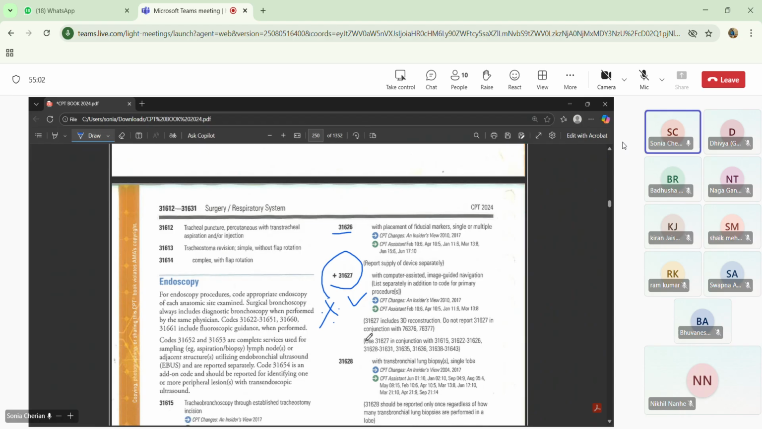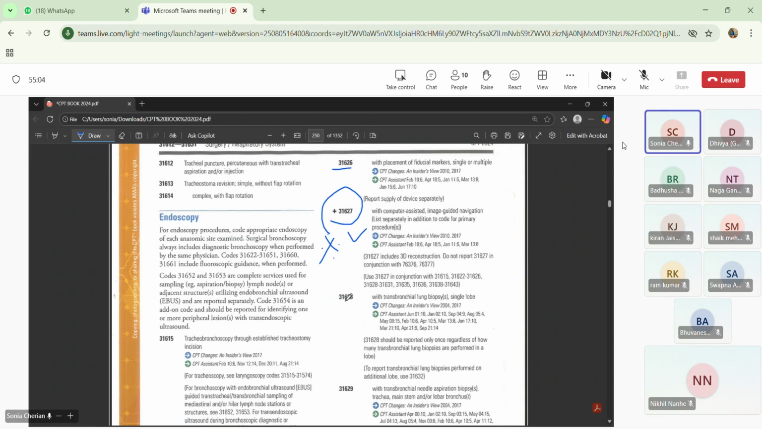Now, if they are taking biopsies through the bronchus, transbronchial lung biopsies, then if it is from a single lobe, your CPT is 31628. So they are just taking a biopsy. But if they are taking a needle aspiration biopsy, TBNA, this is TBBX.